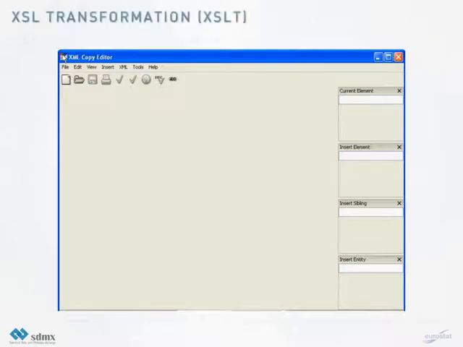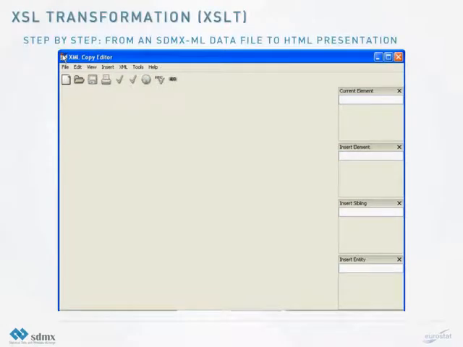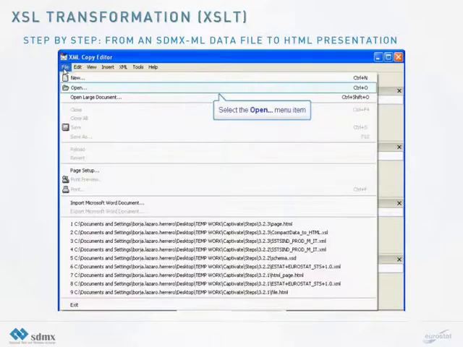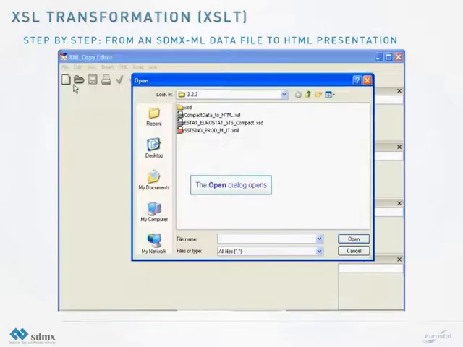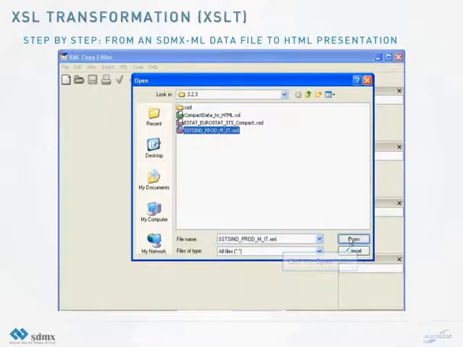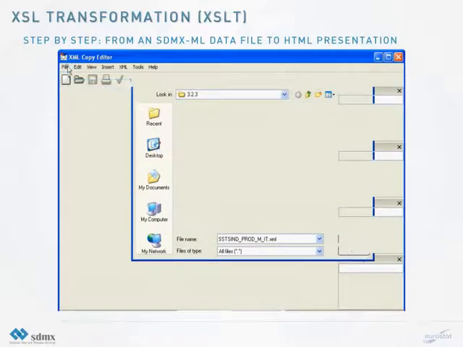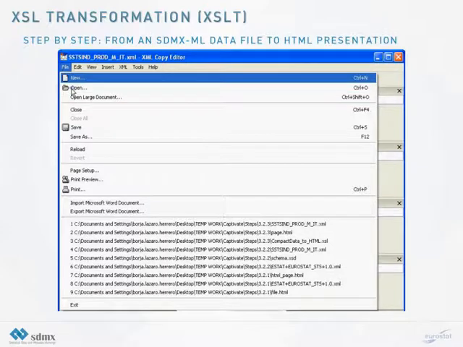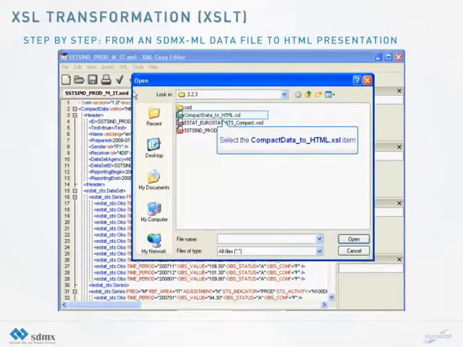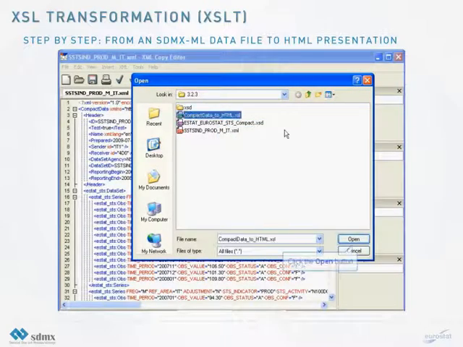In this example, we are going to create an HTML file from an SDMX data file. The first thing we have to do is open Compact Data XML file. We go to the File menu and press Open, where we select the Compact Data XML we are going to work with. For the process, we have to change two values of the transformation file before using it.